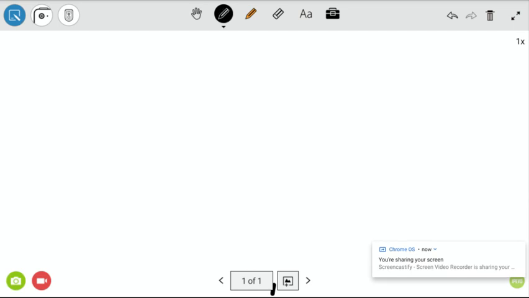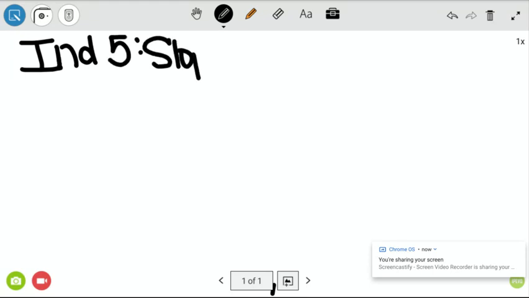All right, we are ready to move on to our second day of slope-intercept form. We're still in indicator 5. So we are doing slope-intercept form day 2.